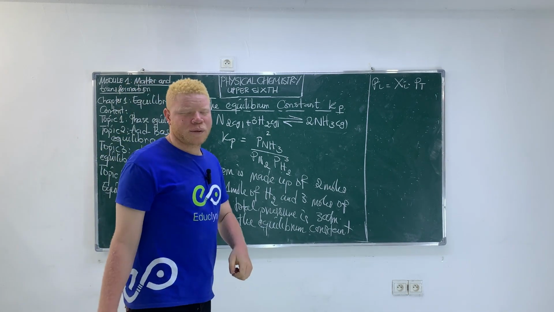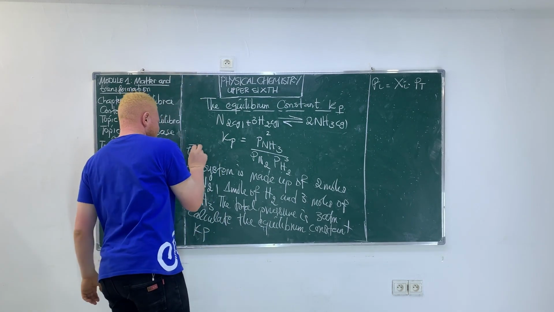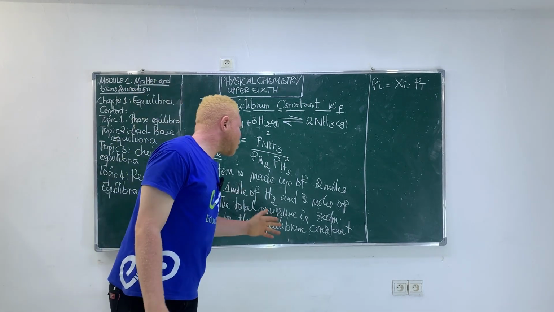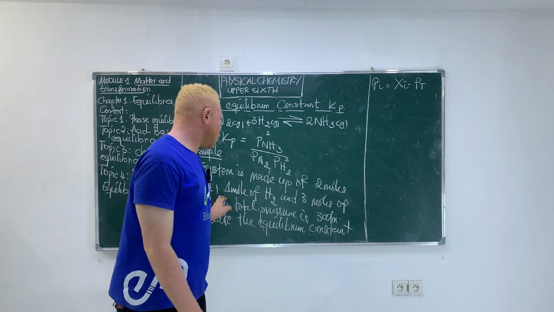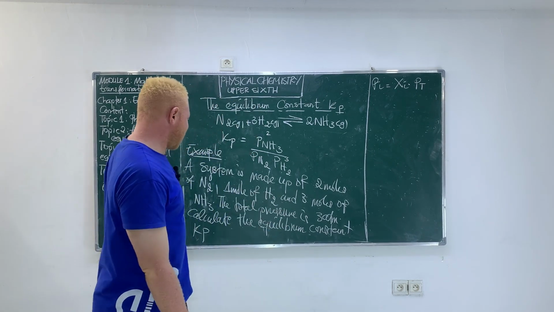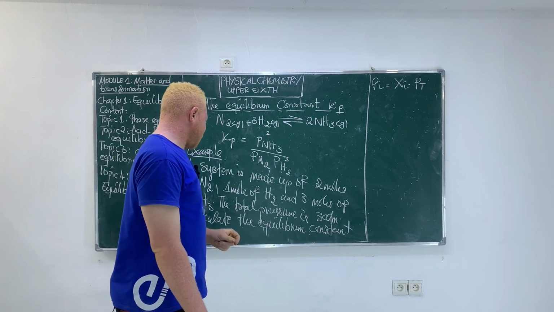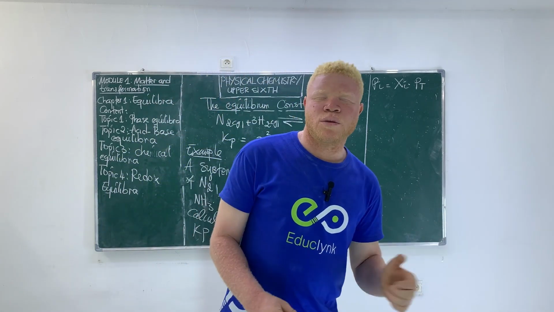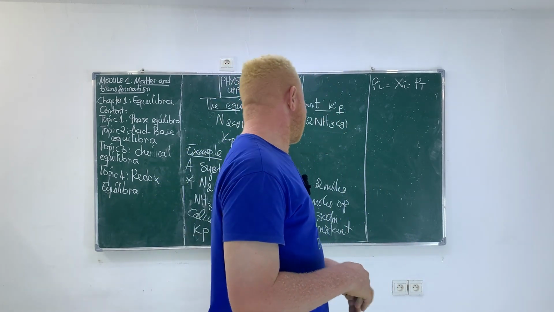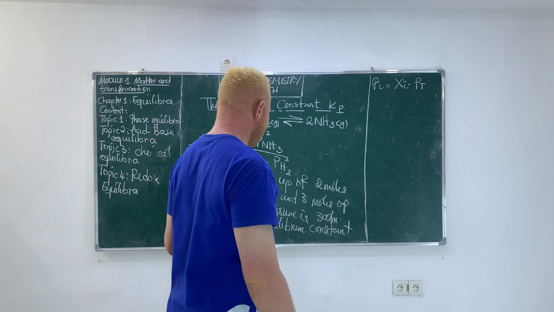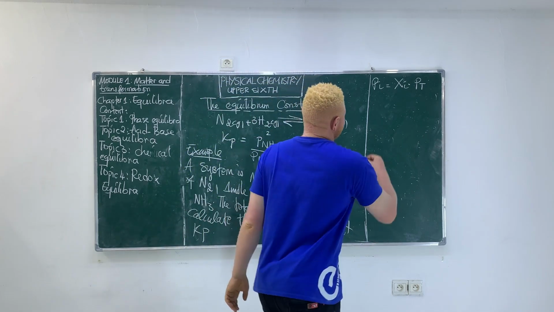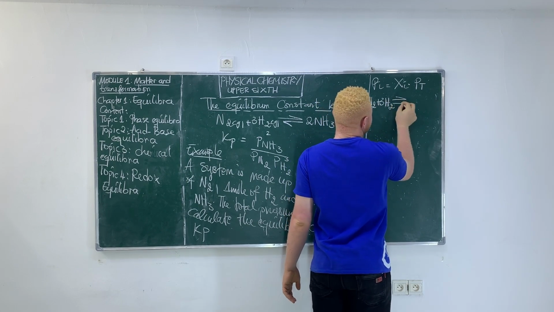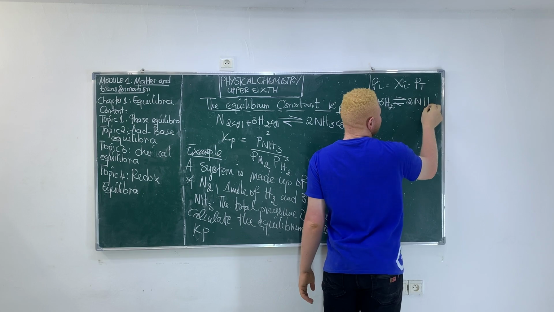So let me read the example for you guys. A system is made up of 2 moles of N2, 1 mole of H2, and 3 moles of ammonia. The total pressure is 3 atmospheres. Calculate the equilibrium constant Kp. The first thing to do is to write the balanced equation. The balanced equation here is between N2 and H2, so we have N2 plus 3H2 giving us 2NH3.